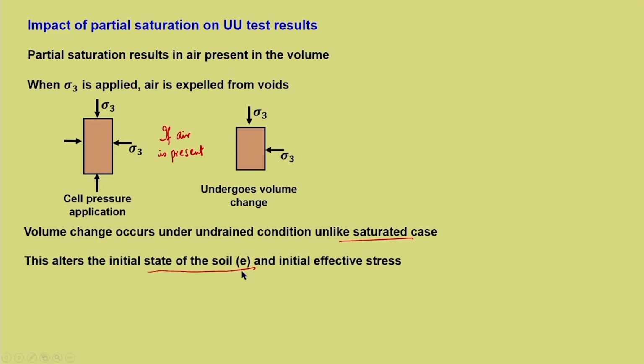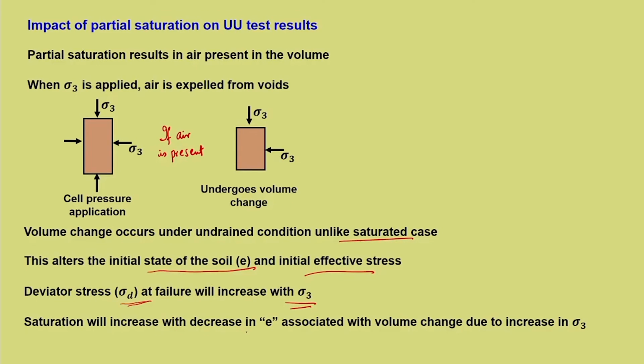This alters the initial state of the soil. Once the initial state alters, that will impact the strength of the soil and the initial effective stress condition. Why? Because there has already been a volume change. Now, the deviatoric stress, which was the same at failure for a saturated system, will now increase with sigma 3, because as sigma 3 increases, the amount of volume closure also increases till the entire air void is removed. So, that will influence the deviatoric stress at failure, which keeps increasing.